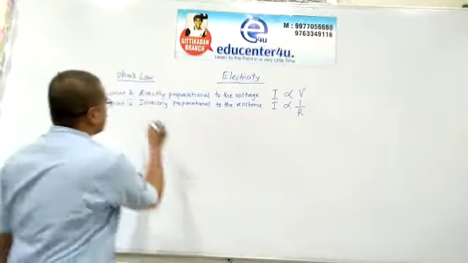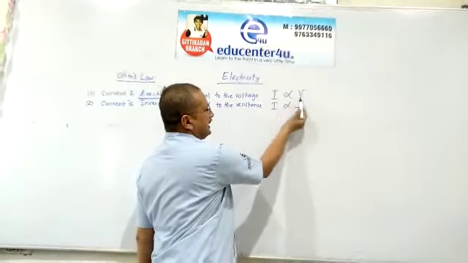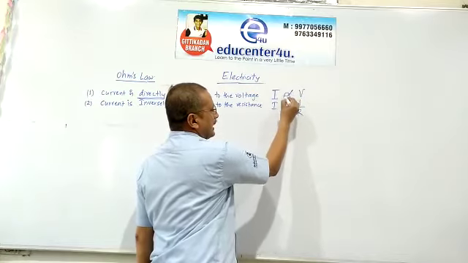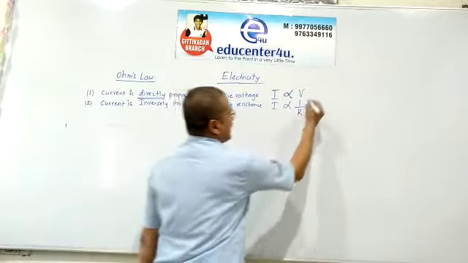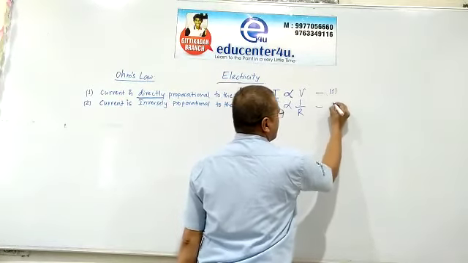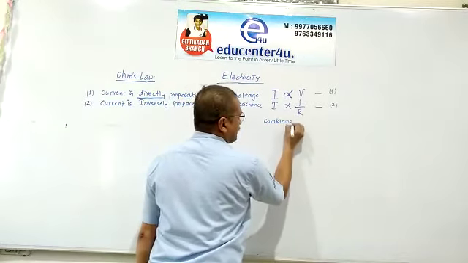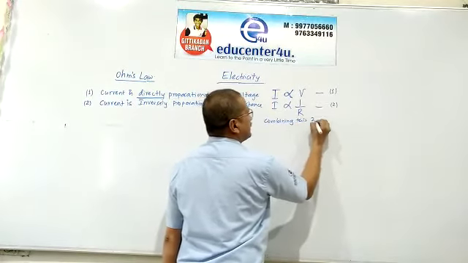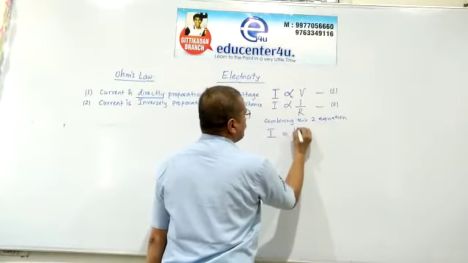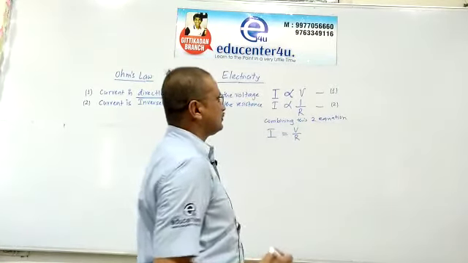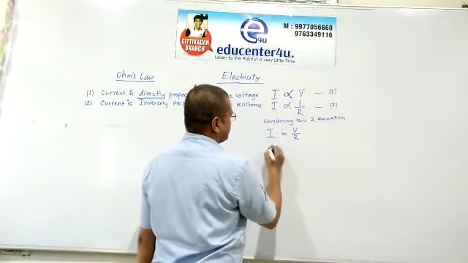If it is directly proportional, we write that in quantity just like I is directly proportional to V. So these are the two equations that we have. Combining these two equations, I is equal to V by R.